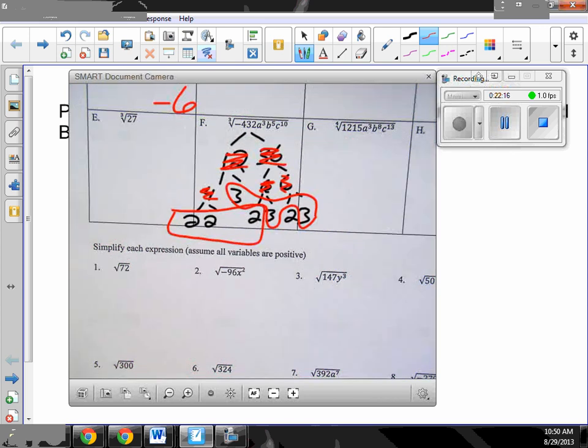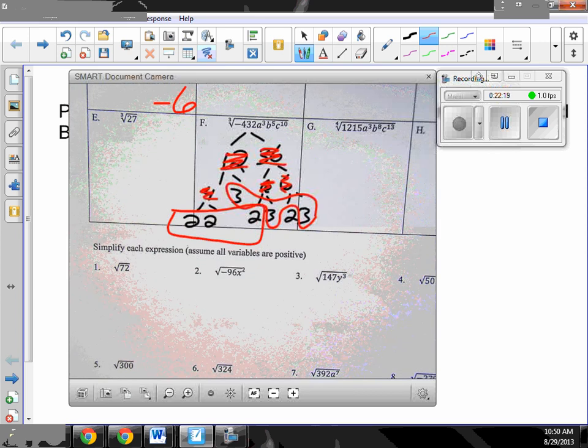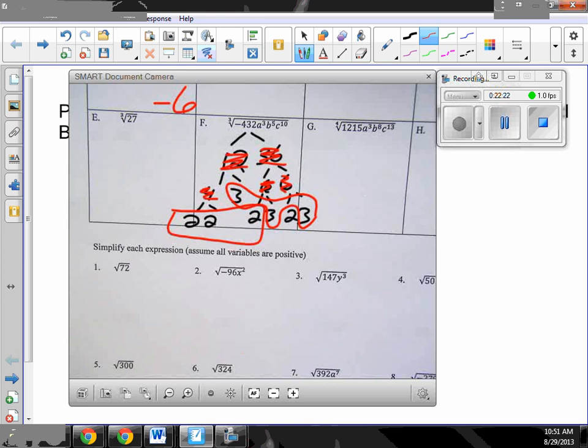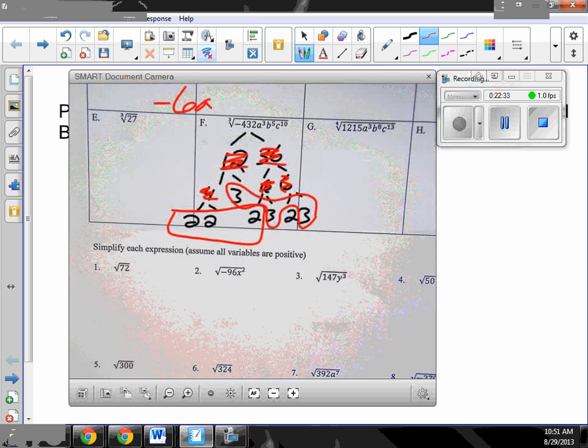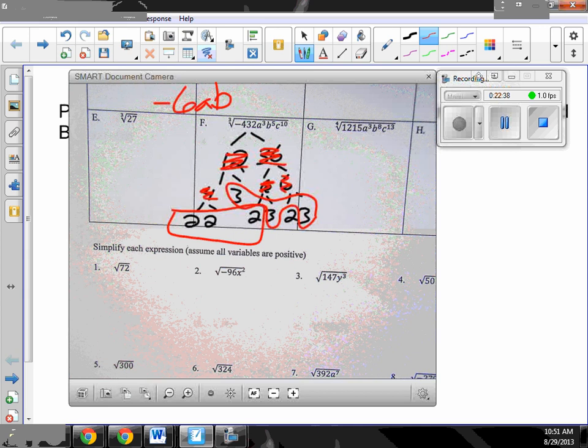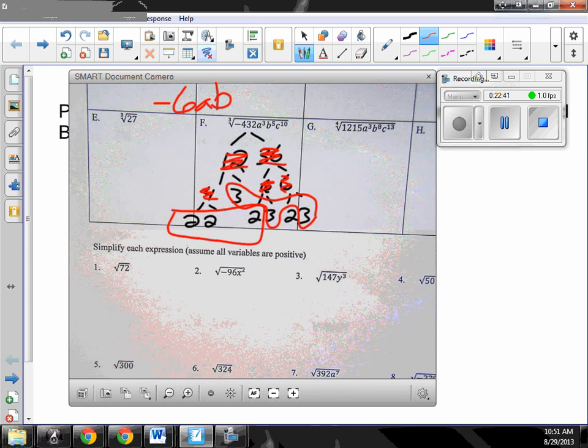How many triples of A are there? 1 triple. So I can write 1 on the outside. How many triples of B are there? 1 with 2 left over. So I can pull out a B, but there will be a B squared on the inside. How many triples of C are there? 3 triples with 1 left over.